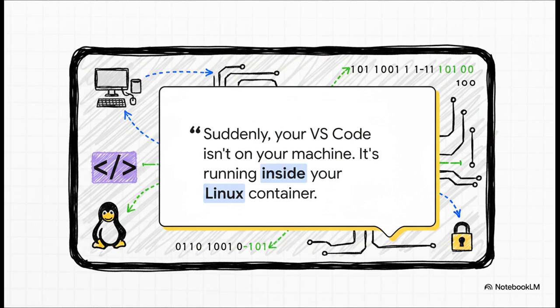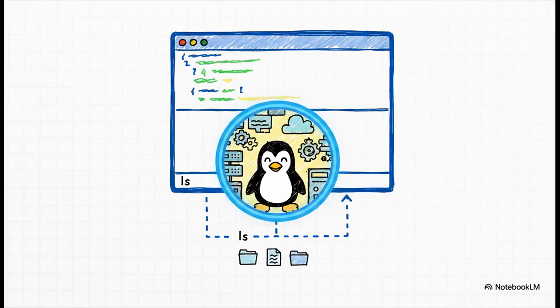A new VS Code window opens, but it is not what it seems. Suddenly, your editor isn't running on your machine anymore. It's running inside your Linux container. The entire editor has basically been beamed into that isolated environment. This is where it all clicks into place.